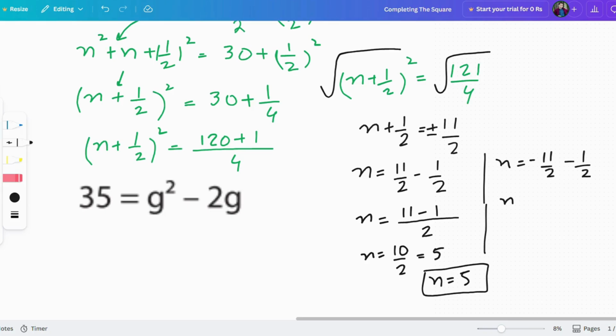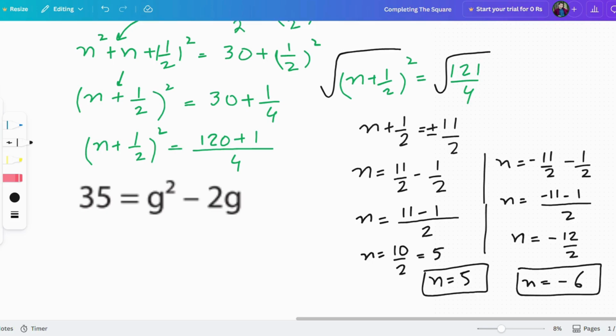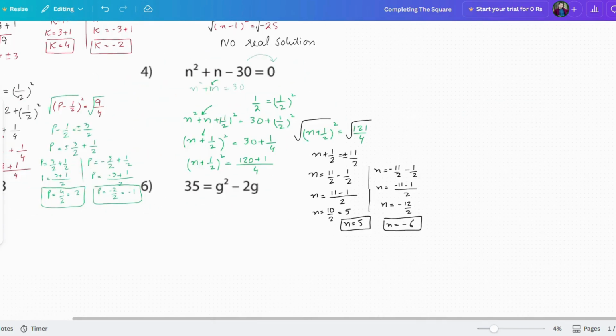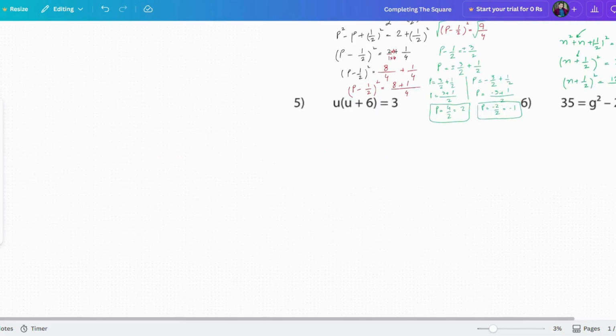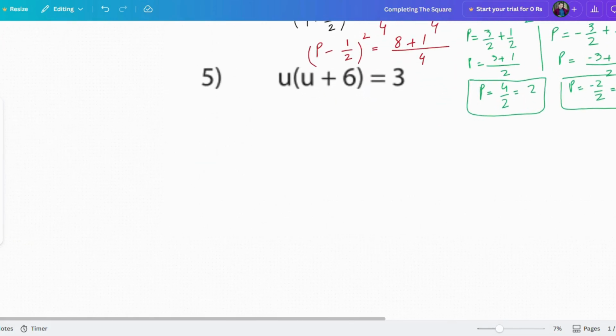and for this one I will get n is equivalent to minus 11 minus 1 over 2, that will be equivalent to minus 12 over 2, and if you simplify it, n is equivalent to minus 6. This is what I will get for this one. So now let's just move towards question number 5 real quick, this one over here. So this u will be distributed this way. So I will get u square plus 6u is equivalent to 3.